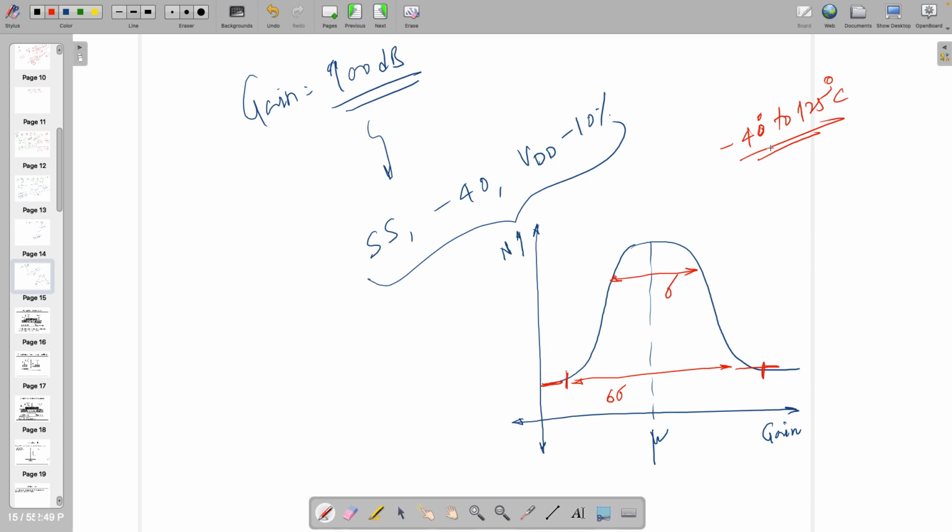Just one question. What is a corner? A corner is one possibility point. We are calling it a corner. One possibility of the transistor. One possible.